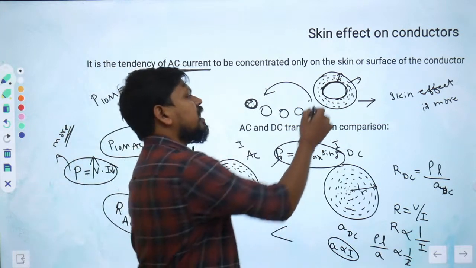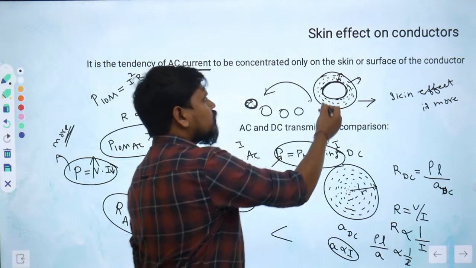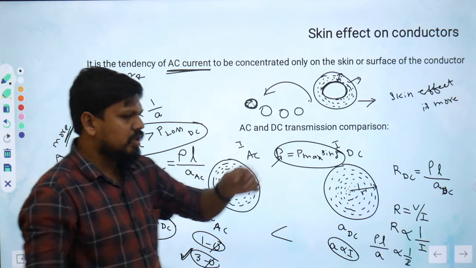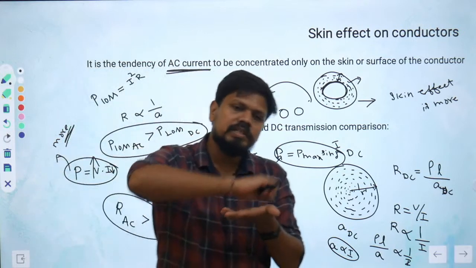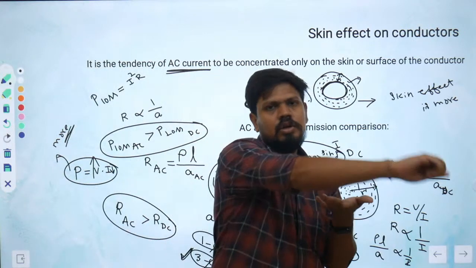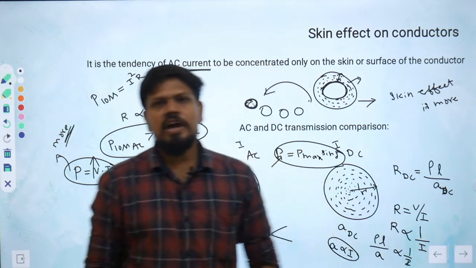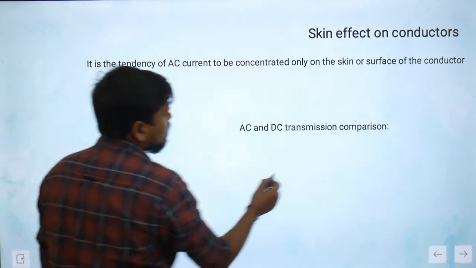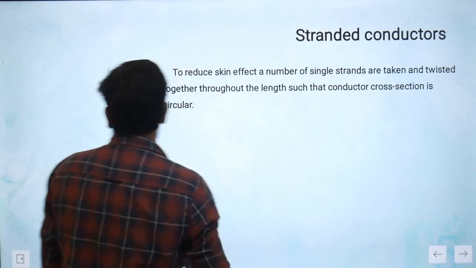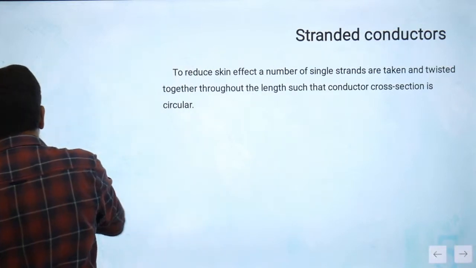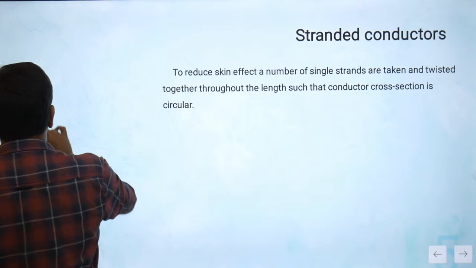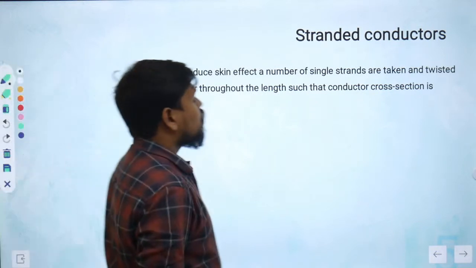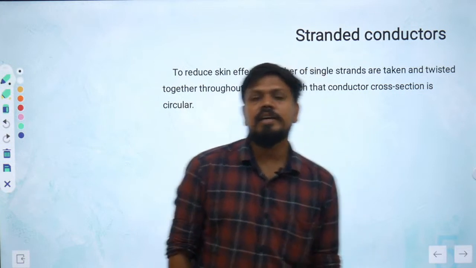Now you see, instead of using a big conductor, we have to use smaller conductors. But can you make this many conductors like this? First conductor, second conductor, third conductor, fourth conductor? We will not make it like this. That's why instead of using a solid conductor system, we are going for the stranded conductor system. I have given the reason, you can observe on screen.